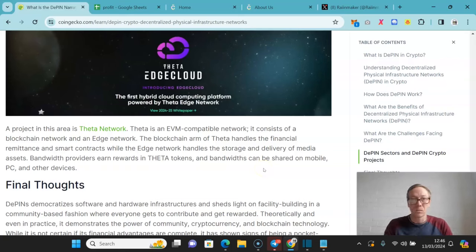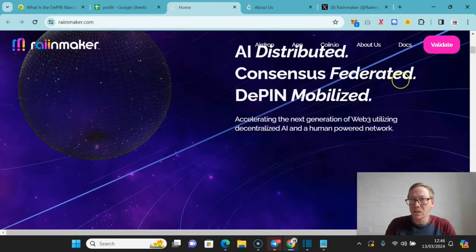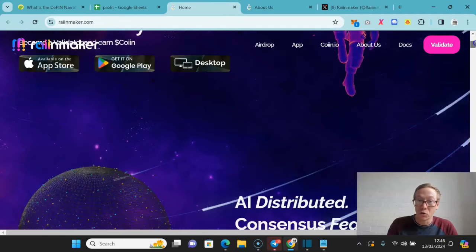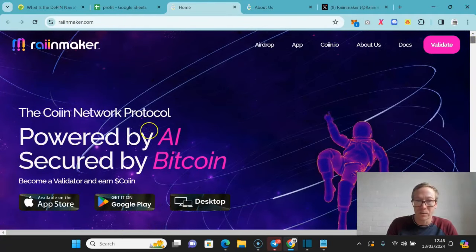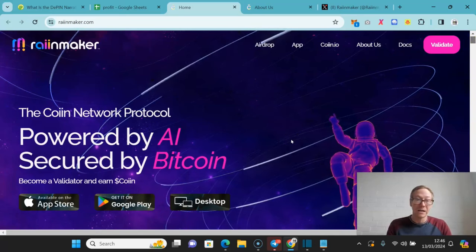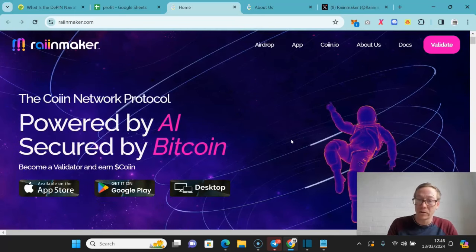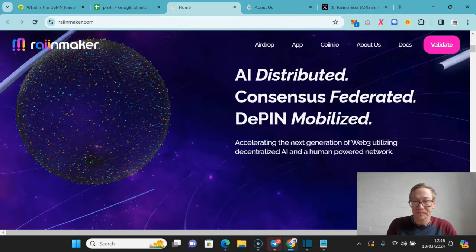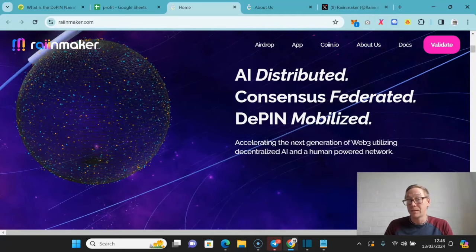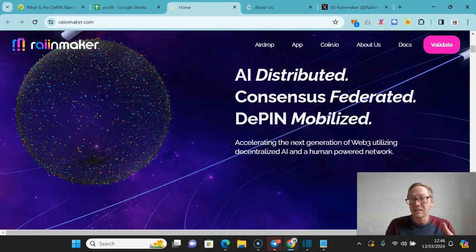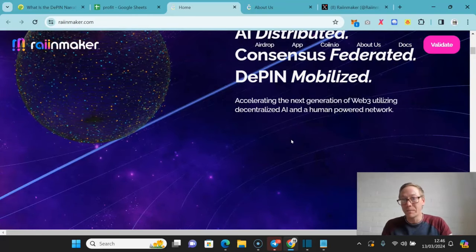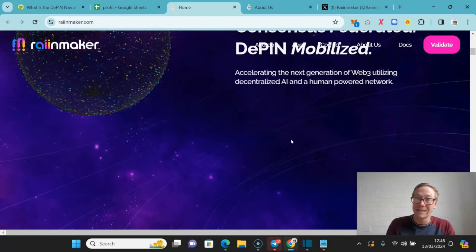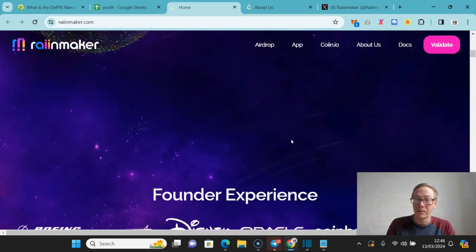There's been some interesting ones, but the one that caught my attention is Rainmaker. The coin is going to be called, well, it's the Coin Network Protocol. So it's powered by AI, secured by Bitcoin, and it's basically AI is distributed, consensus federated and DePIN is mobilized. So it's accelerating the next gen of Web3, utilizing decentralized AI and a human-powered network.